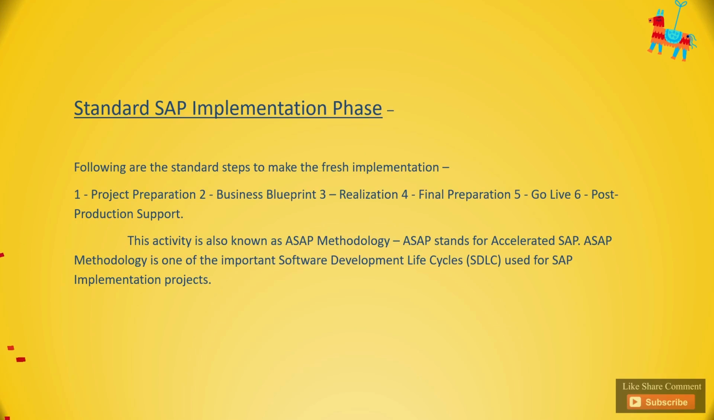We are going to see two different methods for the SAP implementation, the earlier one and the new one. Currently, if I see the standard ways of working for the SAP implementation, there are phases. If you see my screen, it starts with the project preparation, very clear from the name, then business blueprint, then realization, then final preparation, fifth would be go live, and sixth is post go live production support.